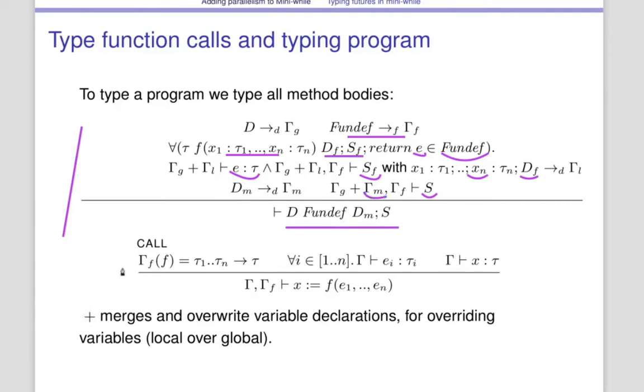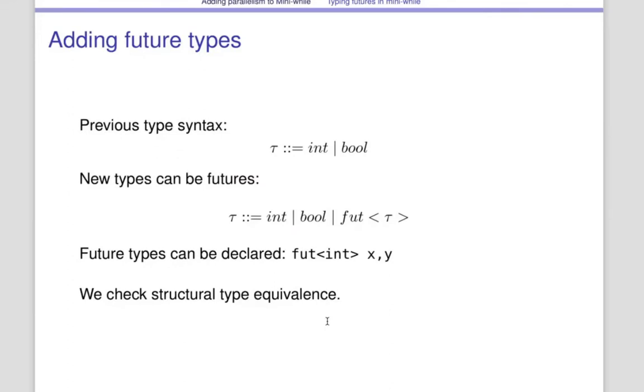Then you can type the function call. The function call is typed as follows. You fetch the signature of the called function. So here it's a call to a function f, and the result is put in the variable x. So you find the signature of the function f in gamma f. Then you will check that each of the parameters given to the function is of the right type, tau i. And finally, you will check that the return type of the function, tau o, is the type that you put in the variable x.